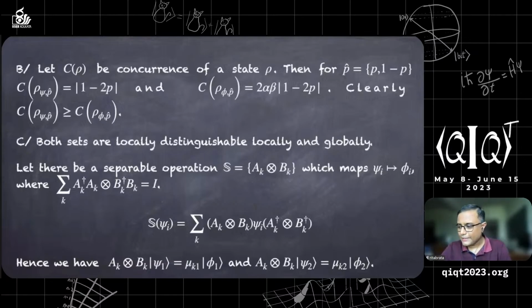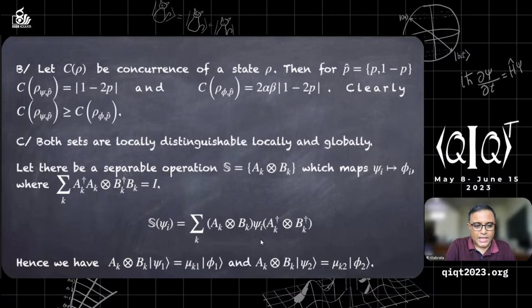So let us have this set of separable transformations, S equal to A_k, B_k, where A_k and B_k are Kraus operators satisfying the channel equality, that the sum of A_k dagger A_k tensor B_k dagger B_k is equal to identity. Okay. It's a separable operation. So what will happen is that this S of psi_i will be something like summation over k, A_k tensor B_k, psi_i, A_k dagger tensor B_k dagger. Sure. Here I have used psi_i a little bit loosely, which means actually the ket psi_i, bra psi_i, the projections.